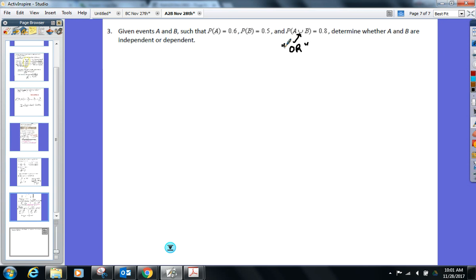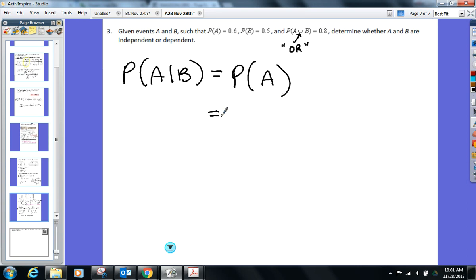All right, well, let's figure it out. Probability of A given B, if they're independent, should be equal to the what? The probability of A. Everyone, let's fill in the right side. What's the probability of A happening? 0.6. Let's figure out the probability of A given B. On the bottom we put the probability of B, which we know is 0.5.